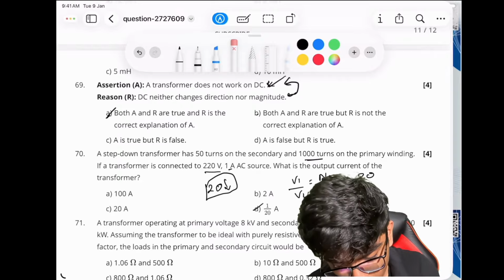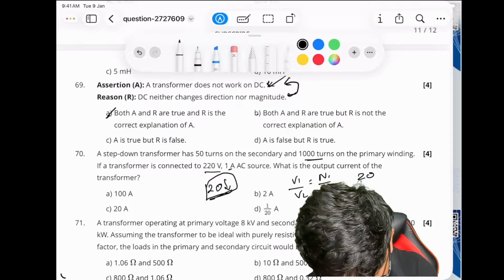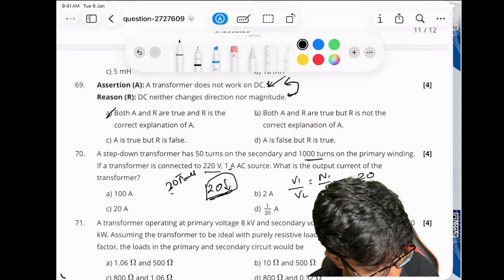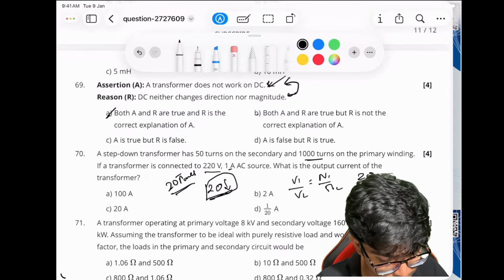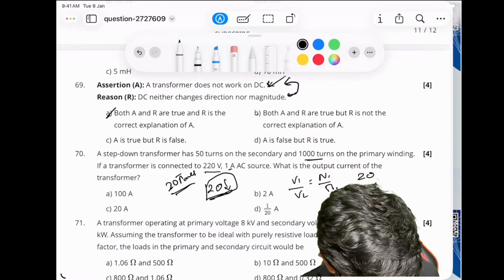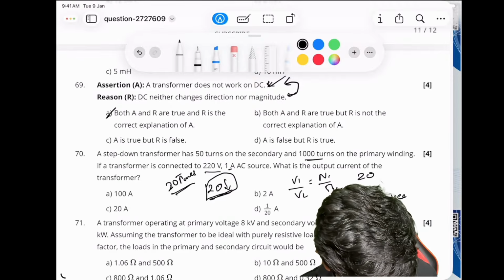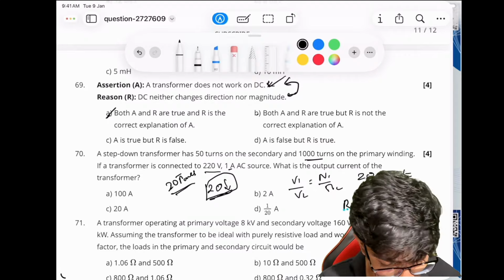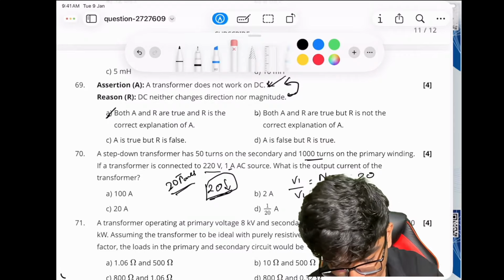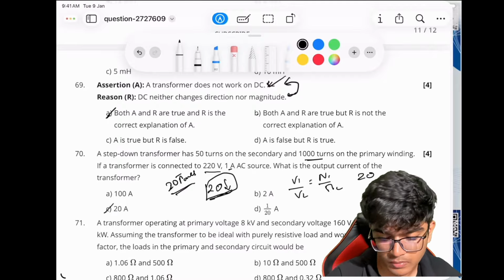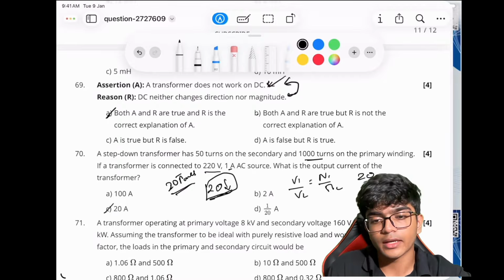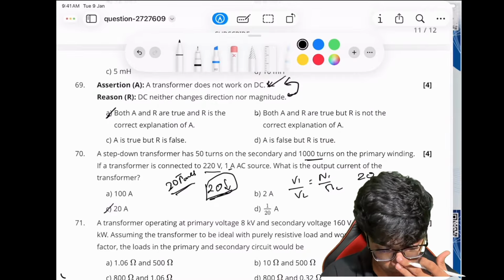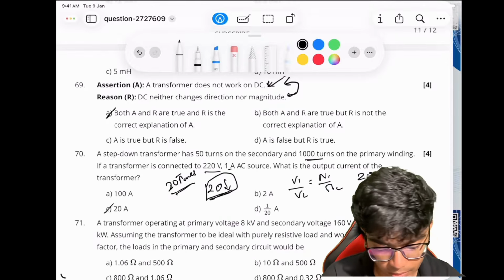But energy is not lost, so voltage drops by 20 times, current increases by 20 times, right? Resistance is same. So 20 ampere. Know this: if my voltage drops by some number of times, my current will increase by the same number of times. Okay, fine.